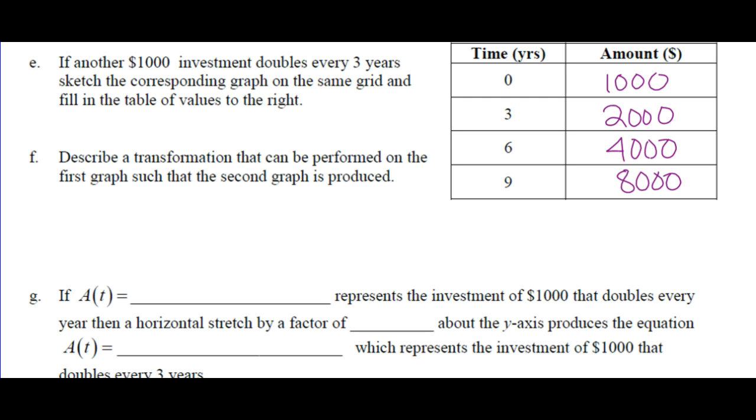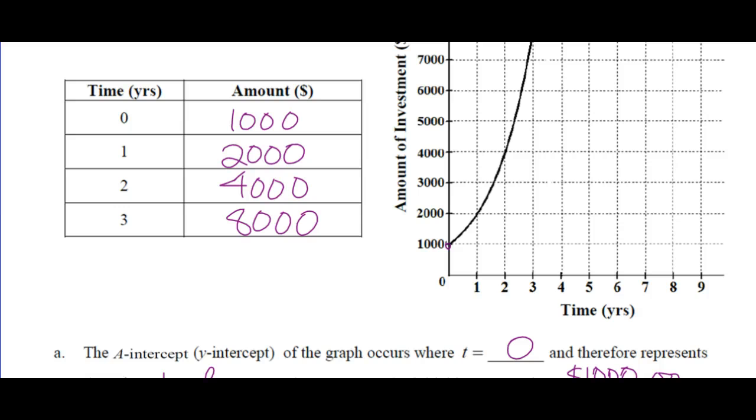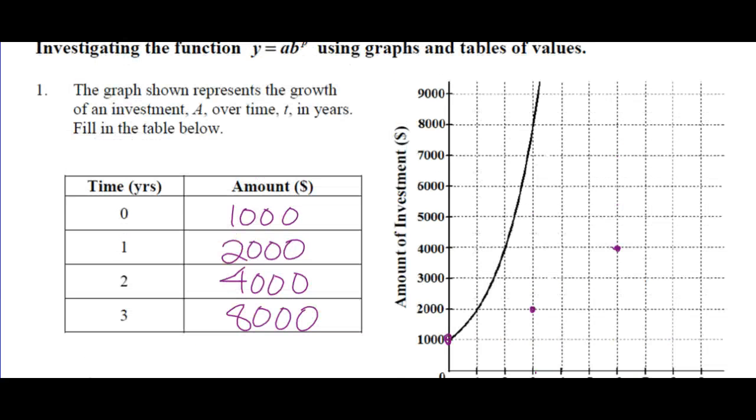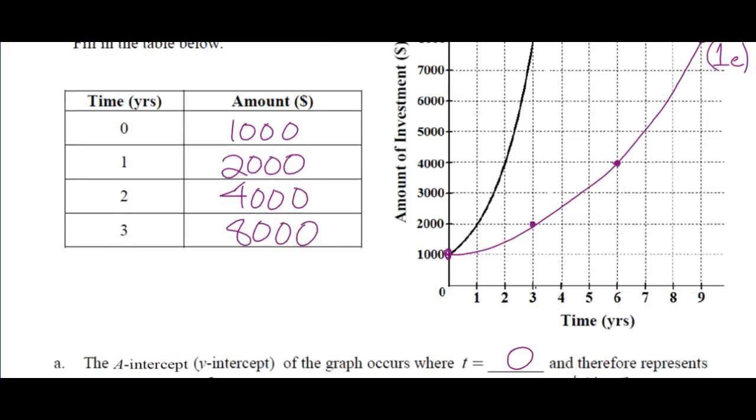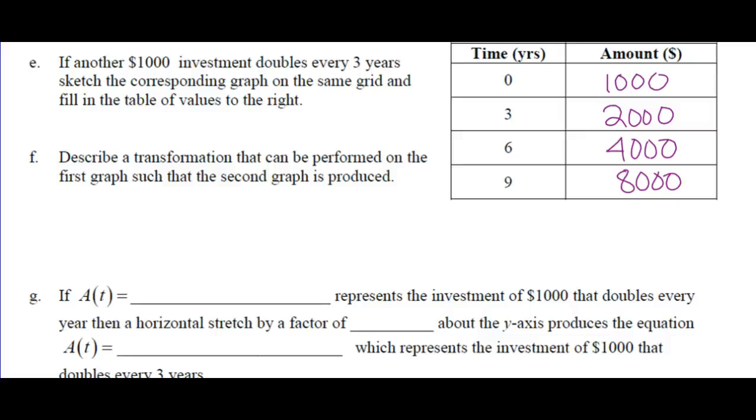I was halfway there. Fill the tables, graph it on the same grid. So let's go to the grid here. So we've got this guy here. It took 3 years to double the first time, and then another 3 years, and then another 3 years. Okay, so this is for 1e. Right, that's the graph for 1e. Sketch corresponding graph, check. Fill in the table, check.